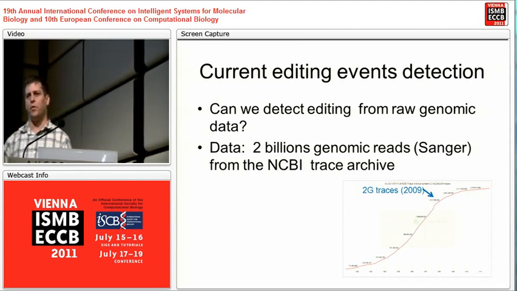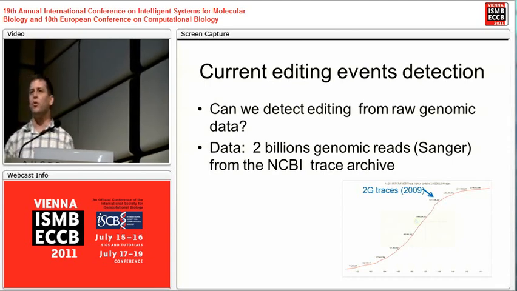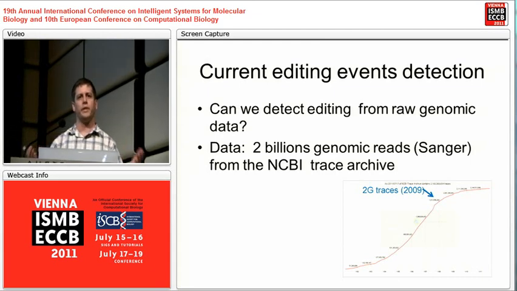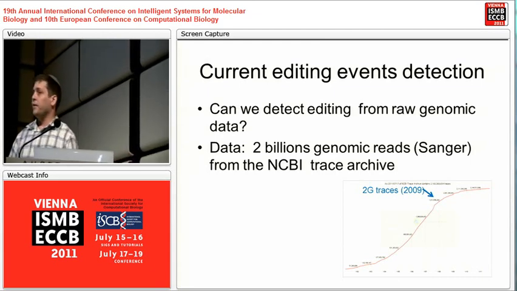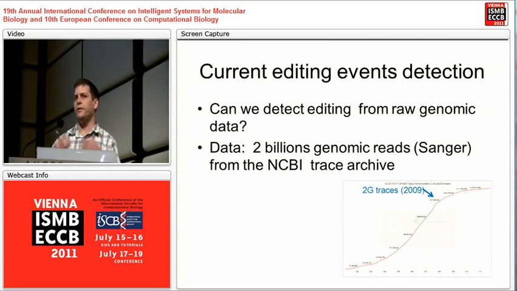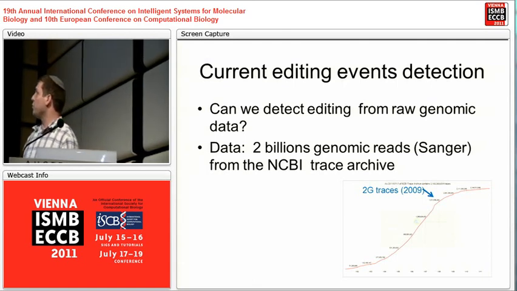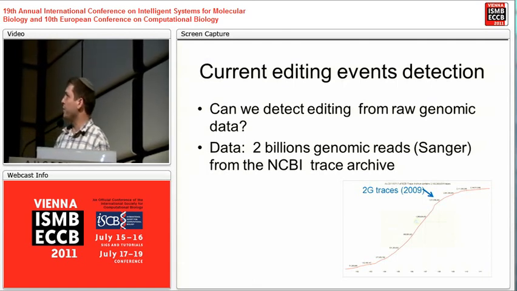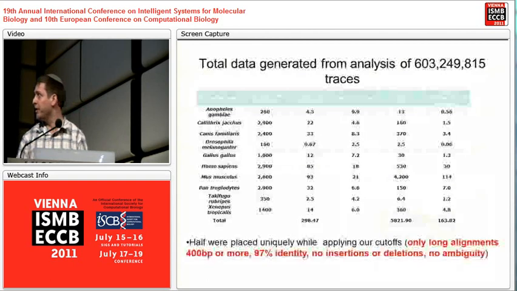RNA-seq and DNA-seq from the current technology are too short to find mismatches that are occurring in large clusters. And the Trace Archive contains the raw genetic material that was used to, for example, build the genomic assembly of many organisms. When we took this data, it contained about 2 billion traces. It didn't increase much more recently.